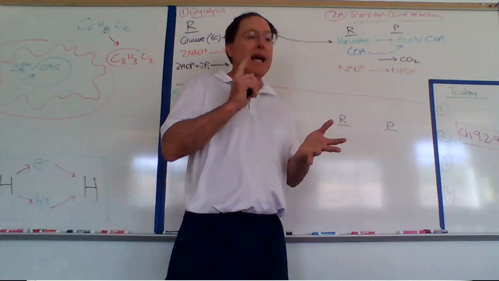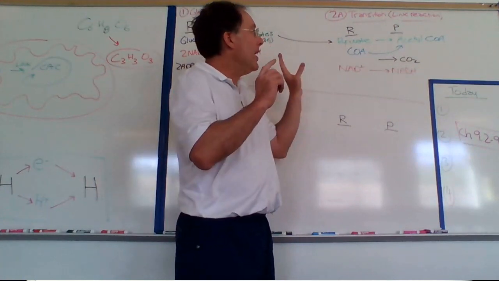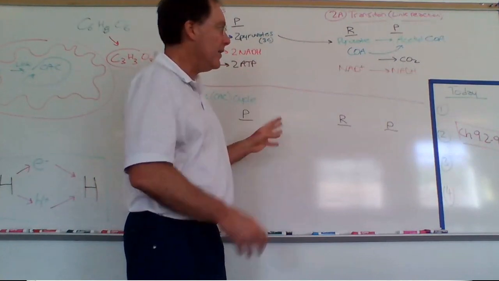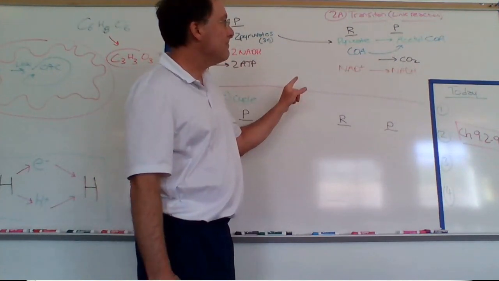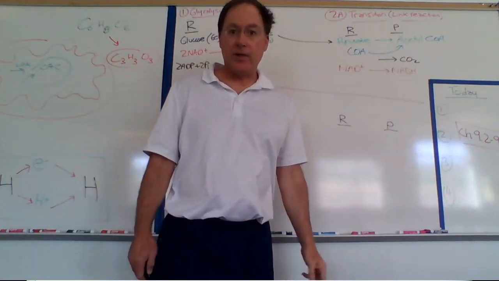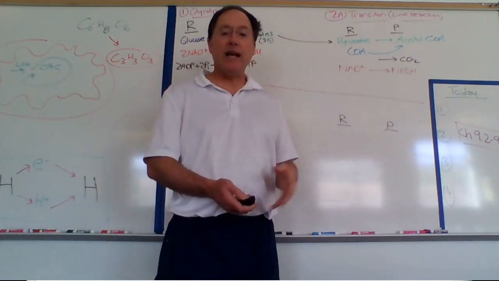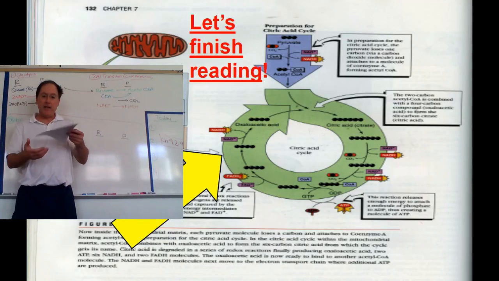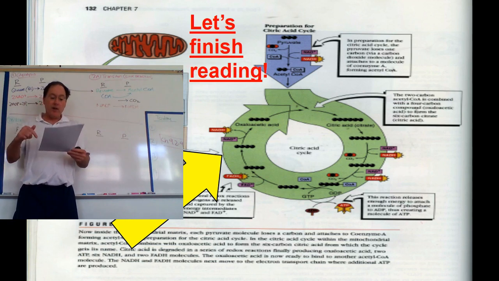Why does it happen? It happens to prepare the pyruvate for the citric acid cycle, where it's eventually going to be broken down into nothing left. So that's the where, the why, and the reactants and the products for the transition reaction. But let's talk about the citric acid cycle. Let's finish reading here down at the bottom of this page. I'm midway through the paragraph on figure 7-4.